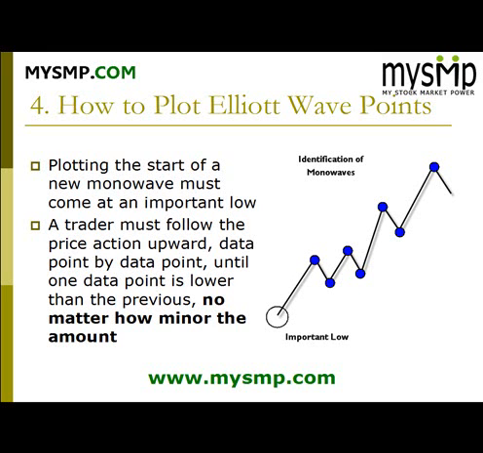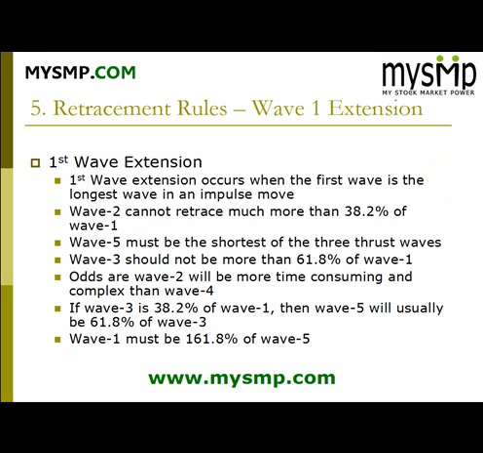So it is very important. You absolutely have to focus on the price data. Wave 1 must be 161.8% of wave 5. And this again is because wave 5 is the shortest wave, and in impulse patterns, the impulse wave must be 161.8% of the shortest wave. So again, wave 1 will be 161.8% of wave 5.